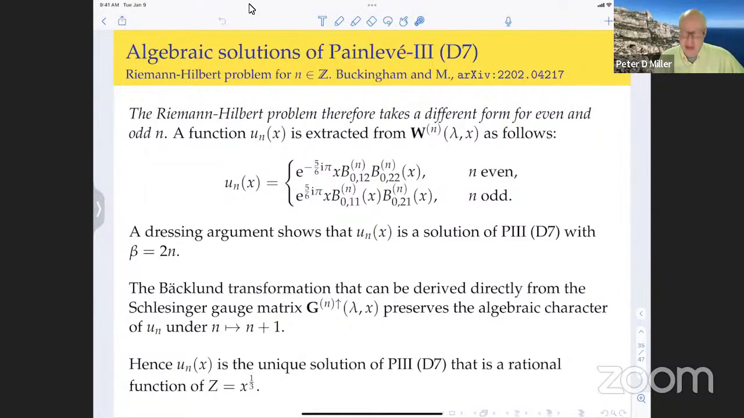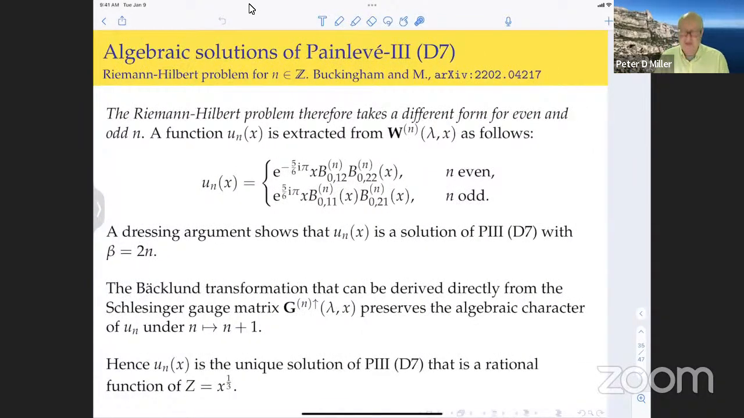So it's somehow the Riemann-Hilbert problem looks different for even and odd values of the index n. And it's also true that when you extract the solution u_n of x from the Riemann-Hilbert problem, you've got to look at either the second column or the first column of this coefficient matrix B_n. Okay, so then an addressing argument shows us that this u_n function is a solution of the D7 equation when beta is 2 times n. And then we can derive a Bäcklund transformation from the Schlesinger transformation, and it preserves the algebraic character. So that means that this Riemann-Hilbert problem contains in it the unique rational solution of x to the 1/3 for the Painlevé-III D7 equation.